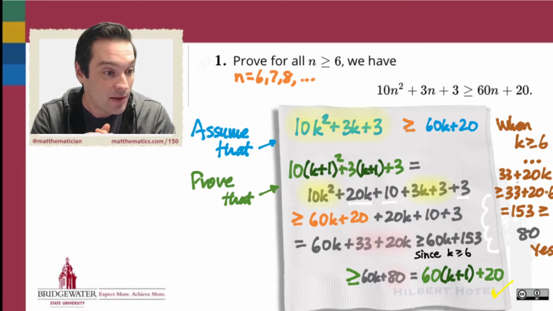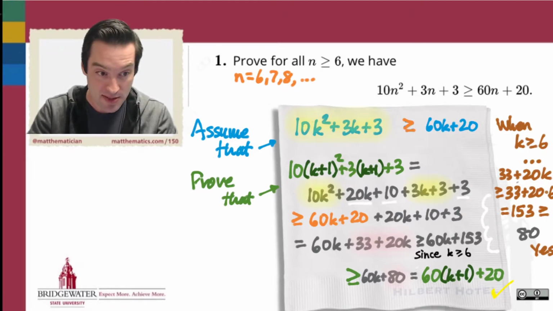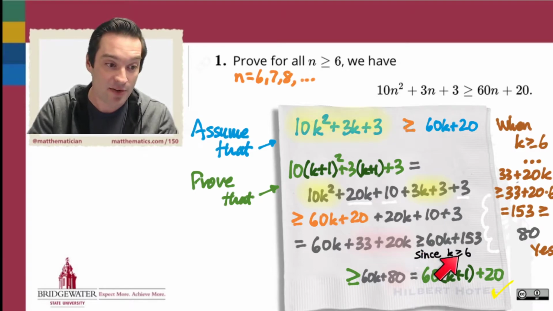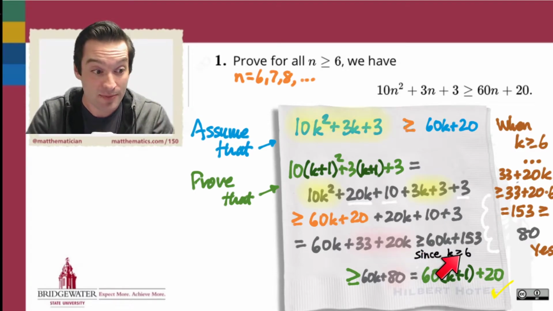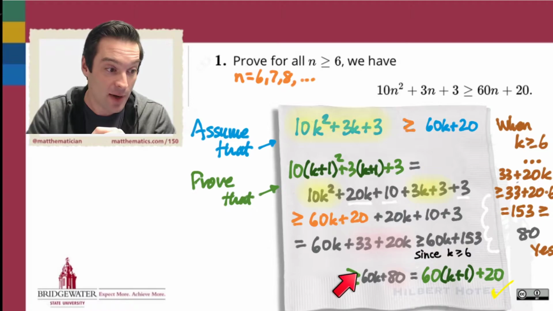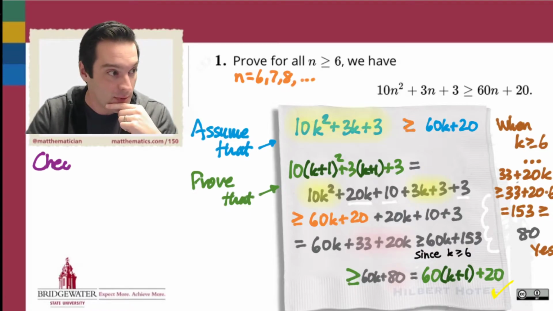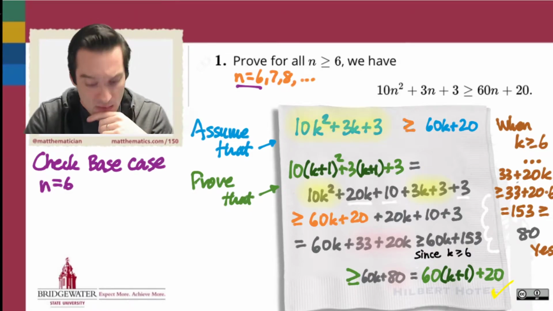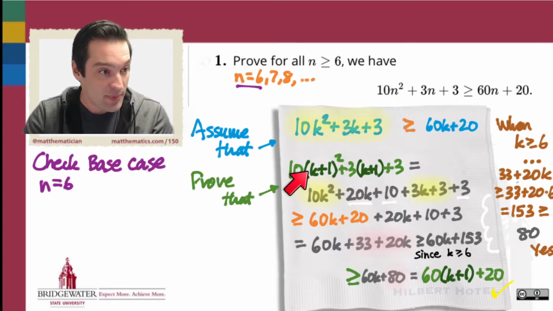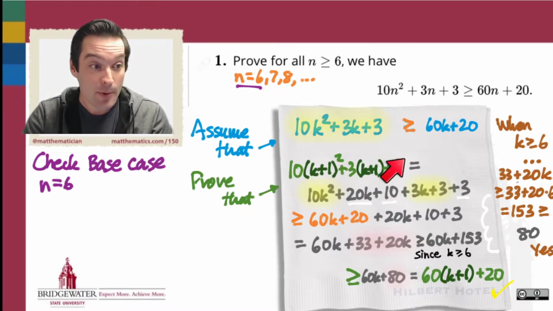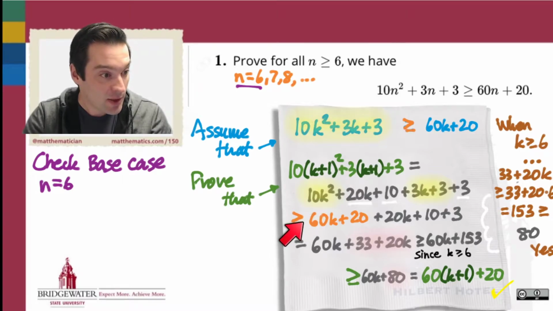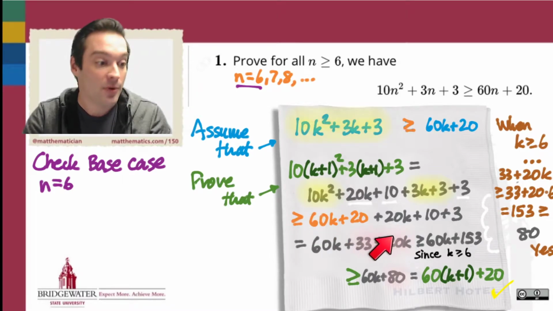60k plus 33 plus 20k is greater than or equal to 60k plus 153, because k was assumed to be greater than or equal to 6. And since 153 is greater than or equal to 80, the rest of the argument follows through. Again, because of the way I've arranged my scratch paper, it already looks like a proof of an inequality going from left to right. So the left-hand side of my inequality equals, greater than or equals, equals, greater than or equals, greater than or equals, equals.